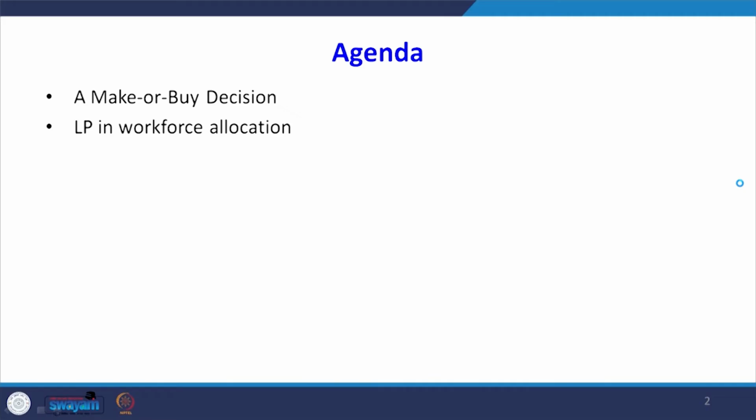So, the agenda for this lecture is, I am going to take one problem on make or buy decision, because in the operations area this is a very common problem, whether we have to make the component in house or buy it from outside, from the vendors or suppliers. Another example is workforce allocation. These are the two examples which I am going to cover in this lecture.